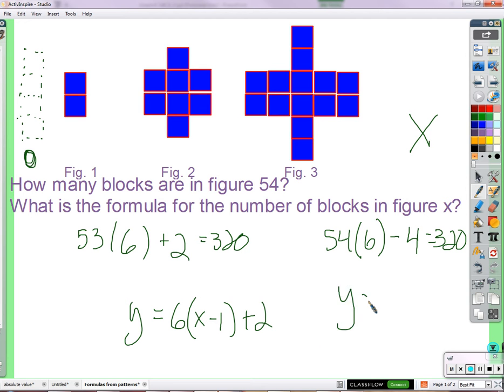Or I could write my formula thinking of starting at figure zero. Right? So how would that formula look? Would it look like 6 times x minus 1 minus 4?